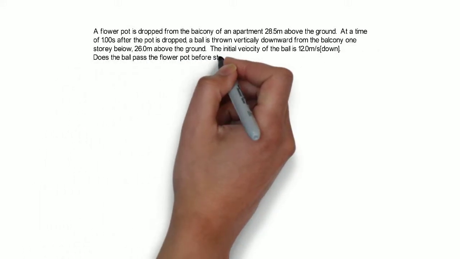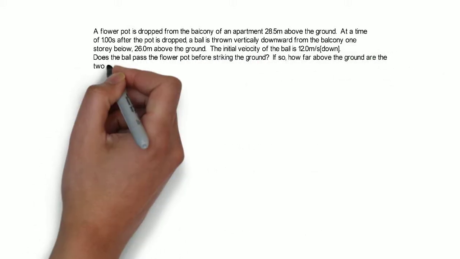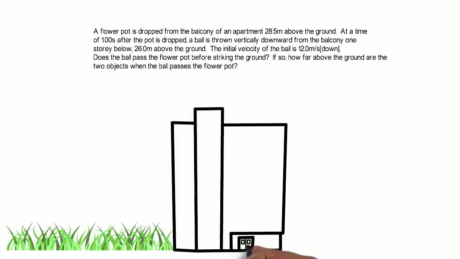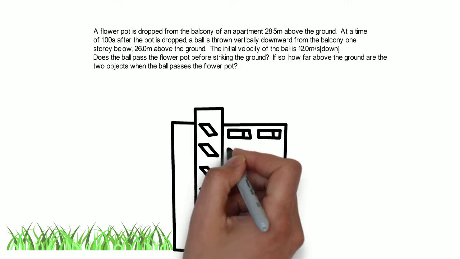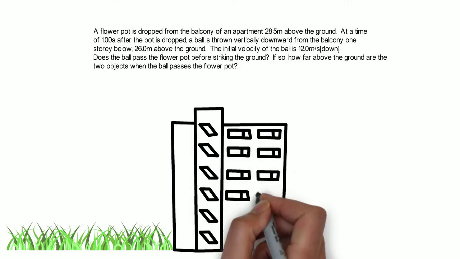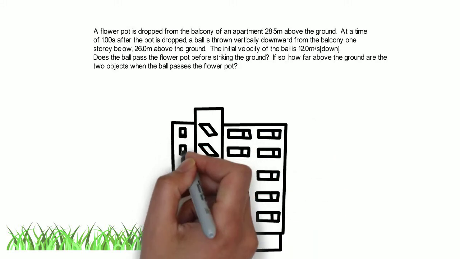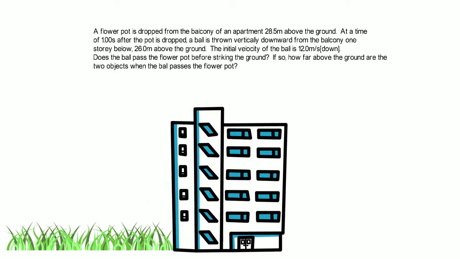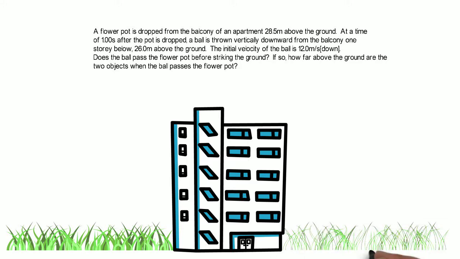At a time of 1.0 seconds after the pot is dropped, a ball is thrown vertically downward from the balcony 1 story below, 26 meters above the ground. The initial velocity of the ball is 12 meters per second down. Does the ball pass the flower pot before striking the ground? And if so, how far above the ground are the two objects when the ball passes the flower pot?